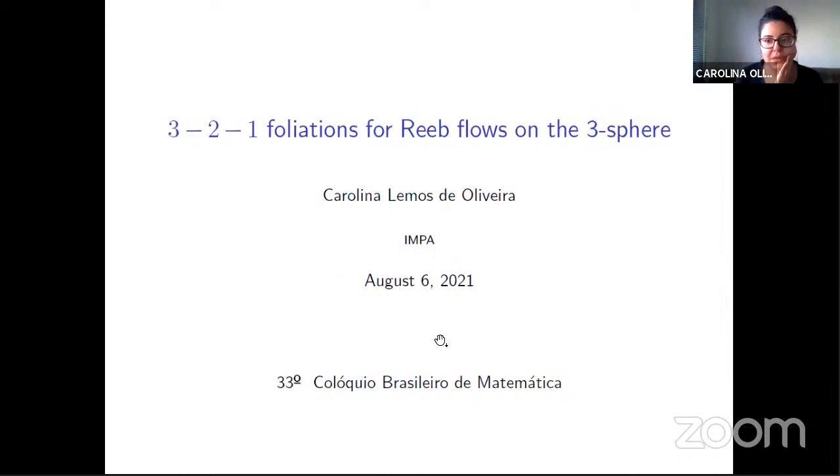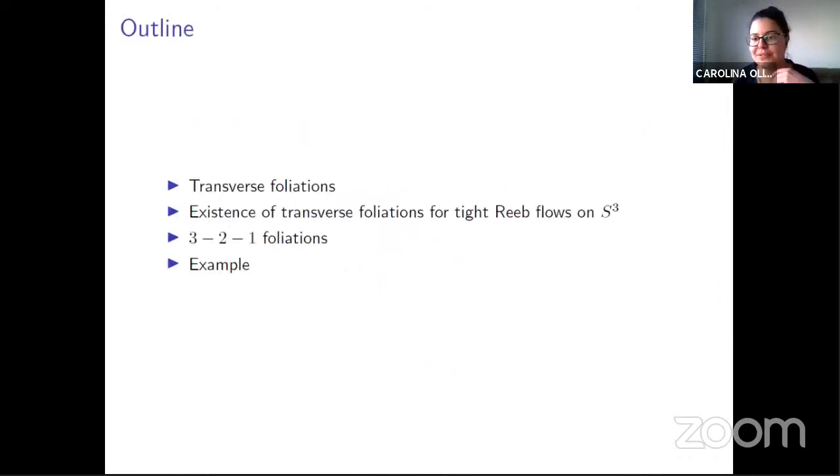And so these 3 to 1 foliations I talk about are a kind of transverse foliation. First, I will explain what these objects are. Then I will recall some previous results on the existence of transverse foliations for Reeb flows on the three-sphere. Then I will explain some new results about the existence of these 3 to 1 foliations and give an example of a Hamiltonian admitting these foliations.